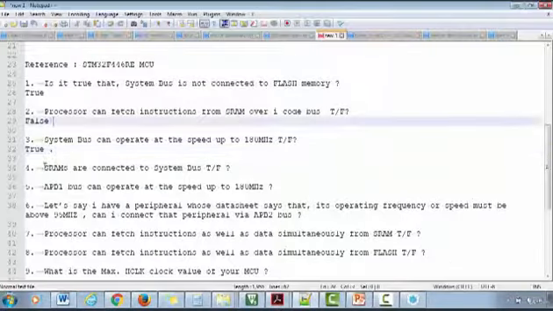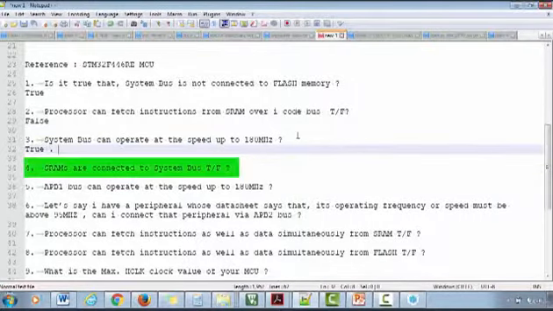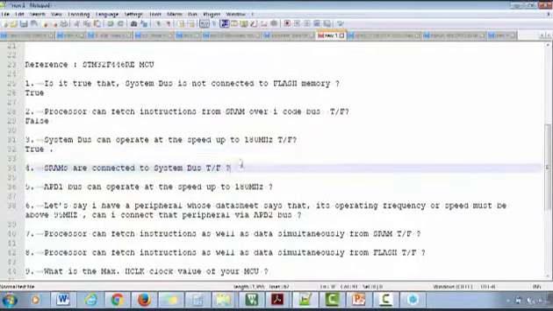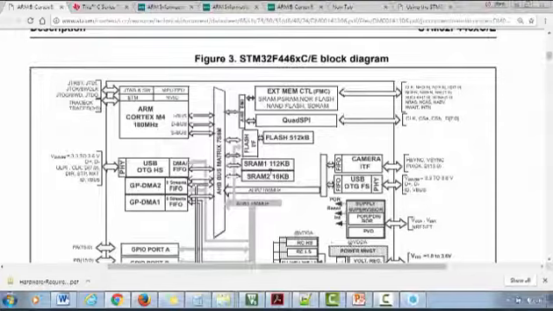Great. So now: SRAMs are connected to the system bus. True or false? That's correct, right? The SRAMs are actually connected to the system bus over this bus matrix. Don't worry, I will explain the bus matrix later in the next lecture.